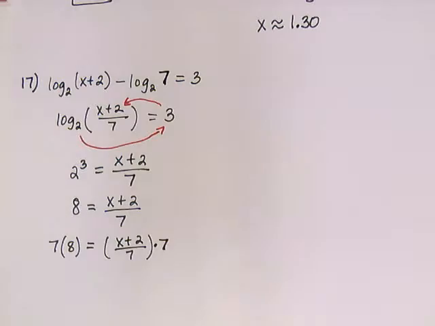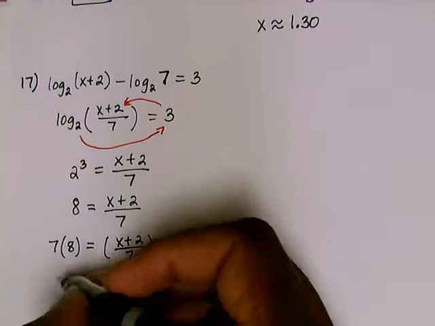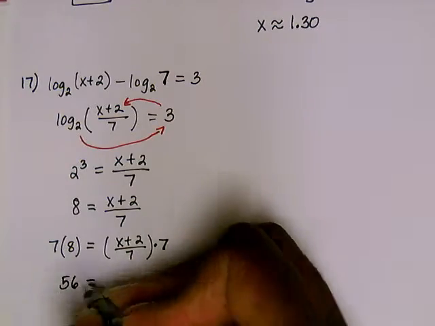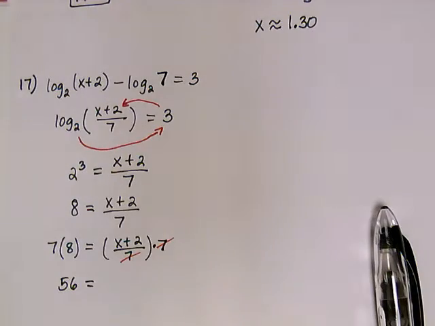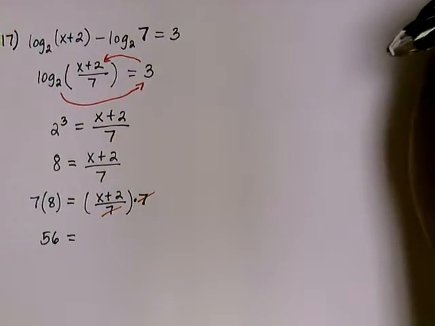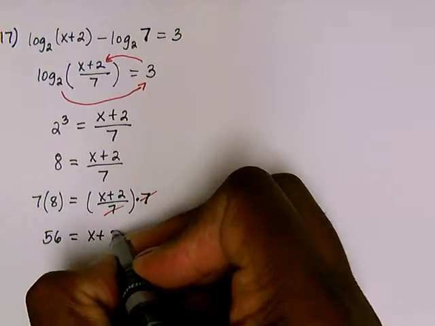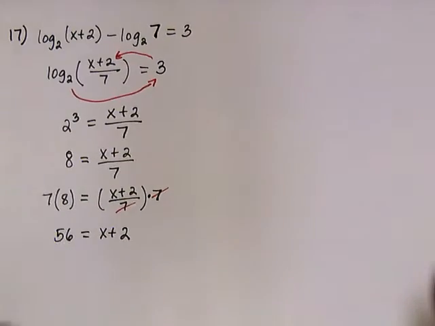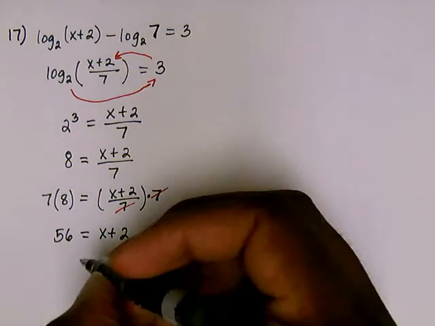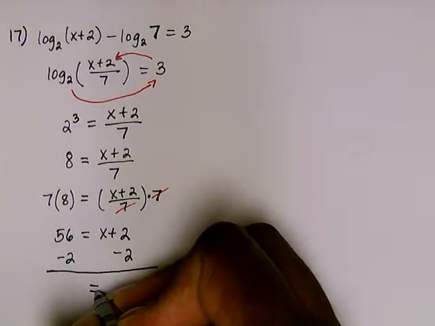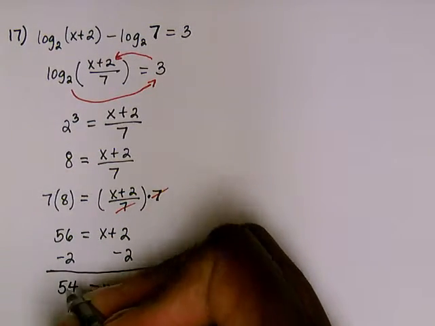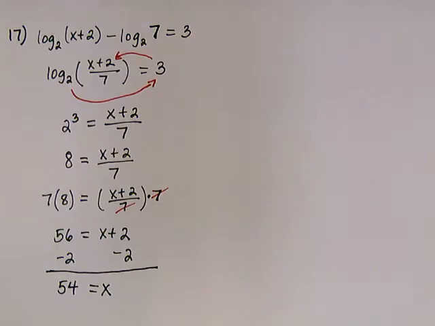Okay, that's times 7. And when I do that, 7 times 8 will be 56. And that's equal to, these 7's will divide out. I'm left with simply x plus 2. So I have x plus 2 is equal to 56. Now to get the x by itself, I'm adding 2, so I need to subtract 2 on both sides. That would mean x is equal to 54. So my proposed solution will be x is equal to 54.